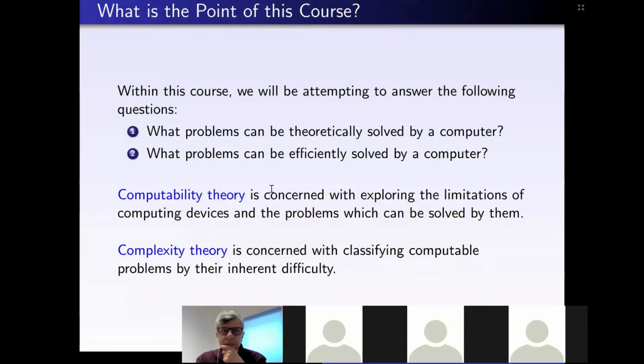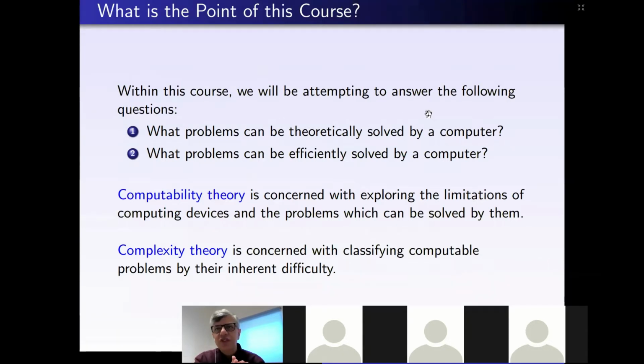So let's look at the course. What's the point of this course? What are we going to talk about in this course? Within this course, we will be attempting to answer the following questions. Two main questions we are interested in answering.